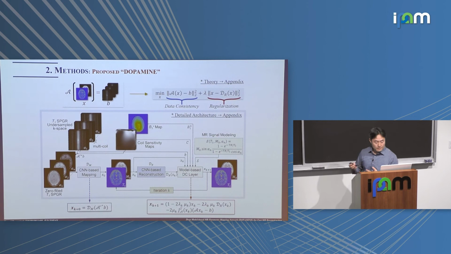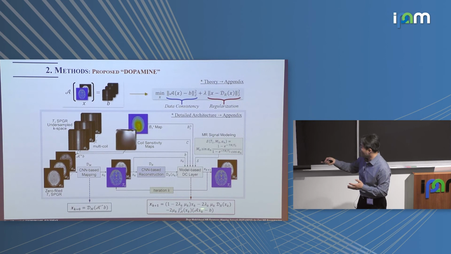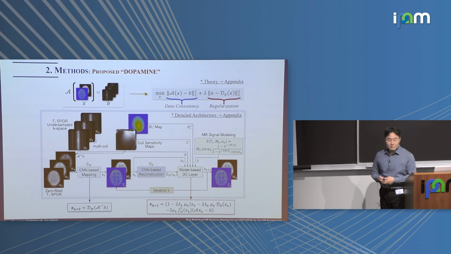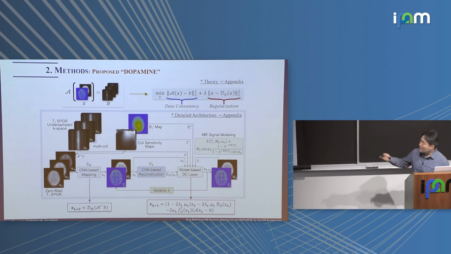And then we work in this model-based layer space using this signal model as well, and then compare our estimation with the data, the measurements. And then we apply the gradient descent method to update our solution, and then we do the iteration. Then we can get a good result for the parameter mapping.